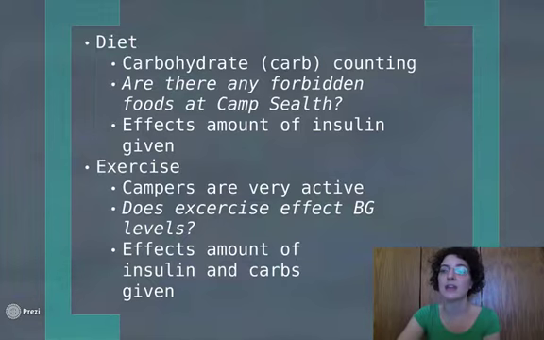And then moving on to exercise, this also must be taken into account because our campers are very active at camp. So does exercise affect blood glucose levels? Yes, it definitely does. With all the activity that goes on at camp, the muscles in the body that are doing that activity can actually use up some of the glucose that's in the bloodstream. And so that affects the amount of insulin and the amount of carbohydrates that are needed to manage those blood glucose levels.